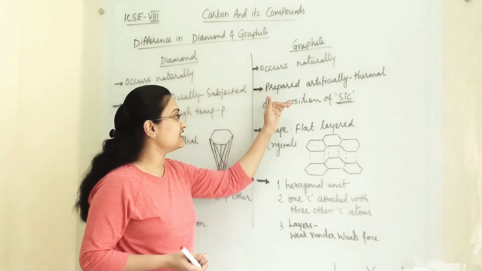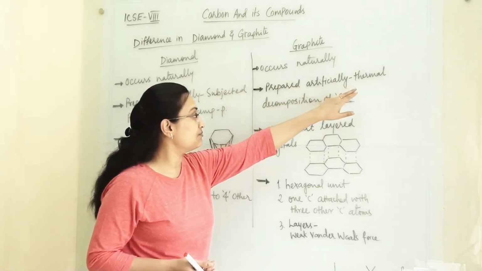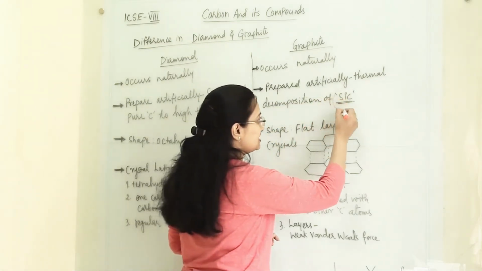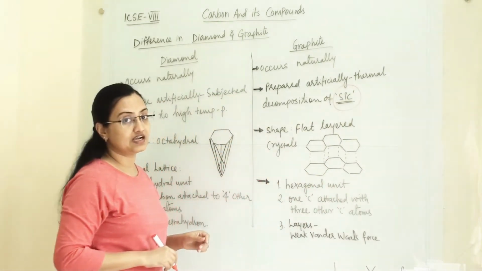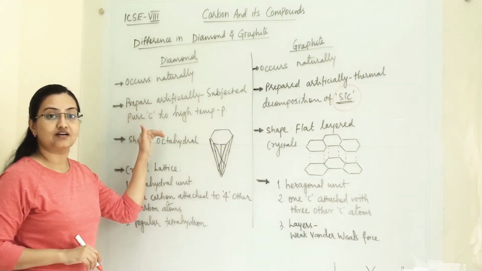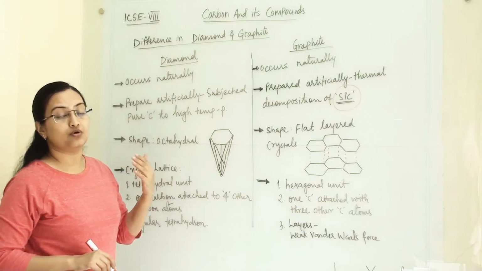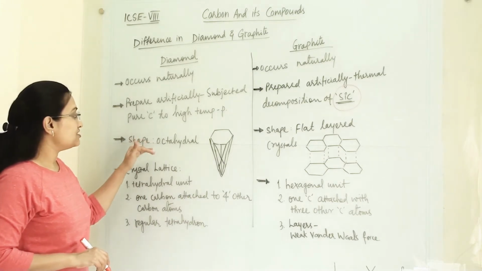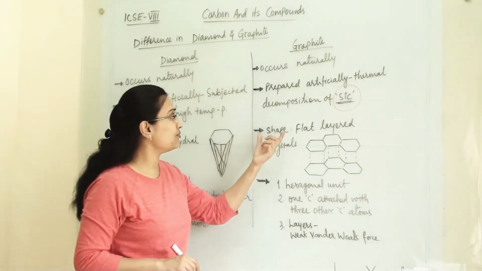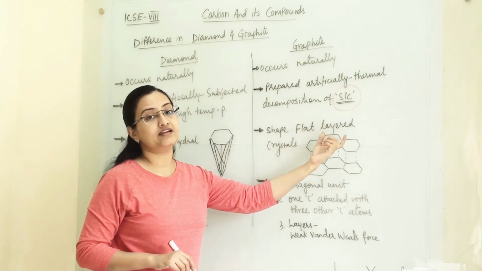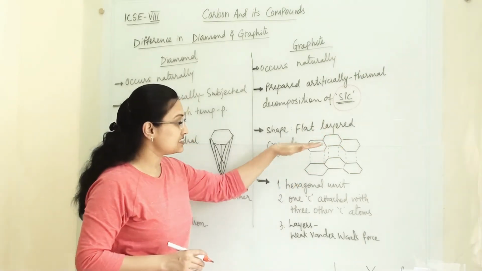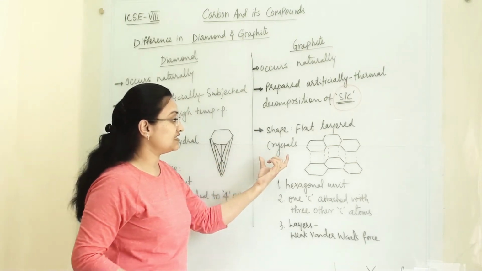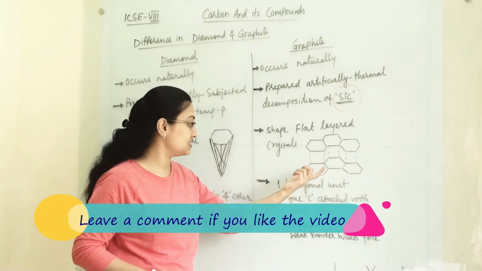Then for graphite, how do we prepare it artificially? By thermal decomposition of silicon carbide. This is SiC. The name of this compound is silicon carbide. So both occur naturally, and we can also synthesize them artificially. Then shape. Diamond's shape is octahedral. The shape of graphite is flat and layered. Layered means this is one layer and another layer is just below that. So that is how the crystal of graphite is arranged.